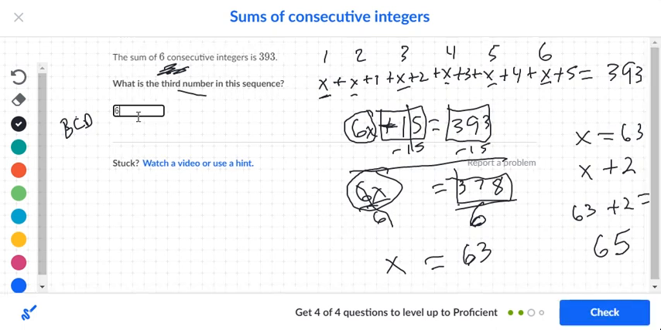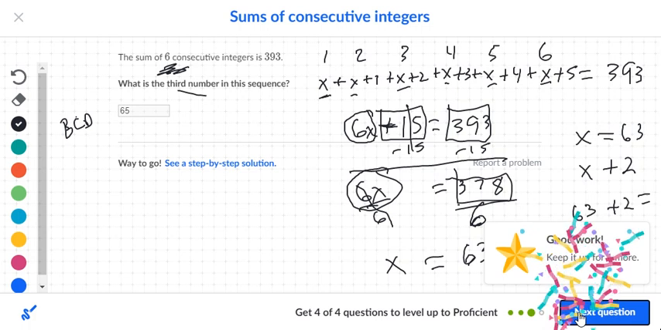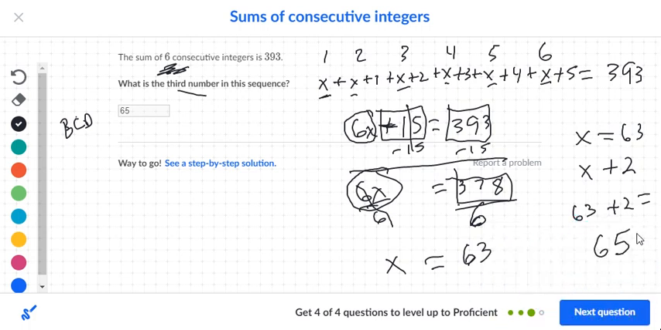So let's check that. Put in 65. Now remember, this was 6 consecutive numbers. So I just list out my example: 1, 2, 3, 4, 5, and 6. Start with the x. To go from 1 to 2, you add 1. Then go from 1 to 3, you add 2. 4, you add 3. 5, you add 4. And 6, you add 5.